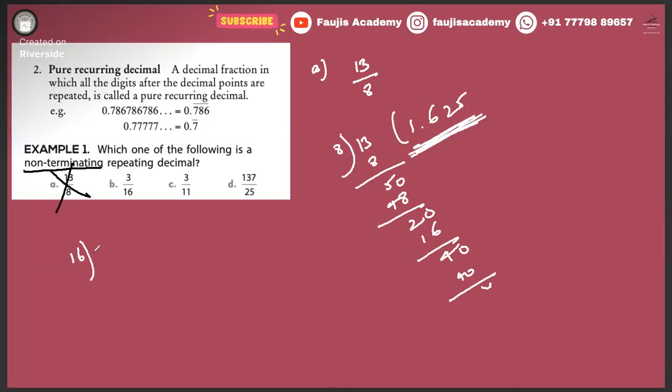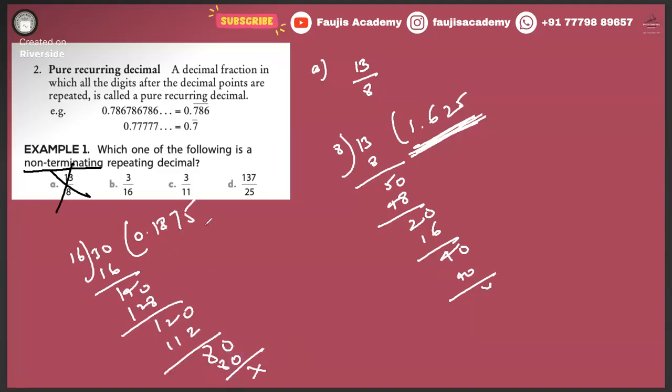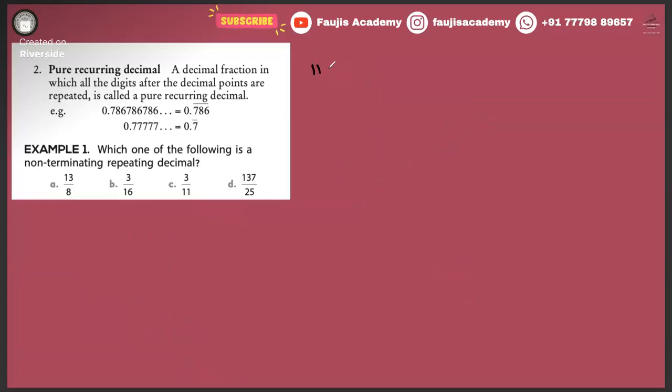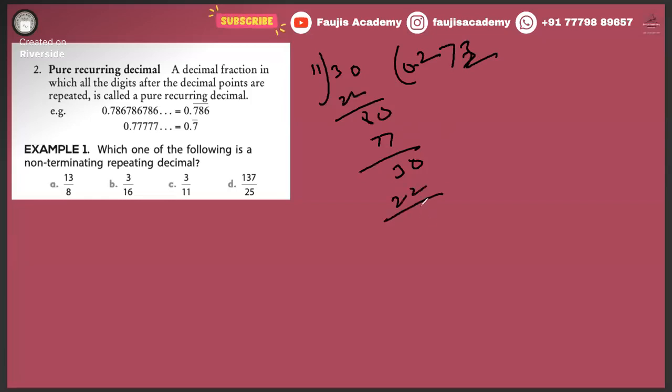Next, 16 by 3. Is it repeating? It's also ending, right? It has also ended, isn't it? Now the third one over here is 3 by 11. Dividing, we get 0.2727 and the remainders keep returning.